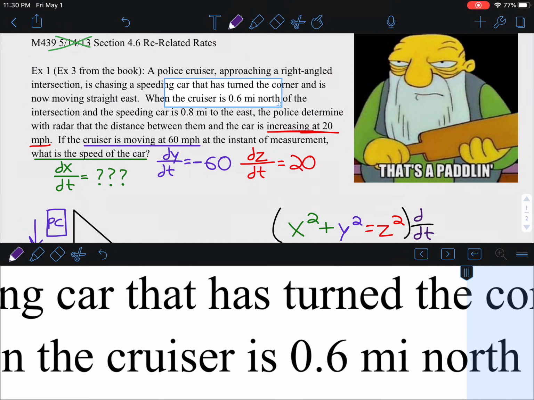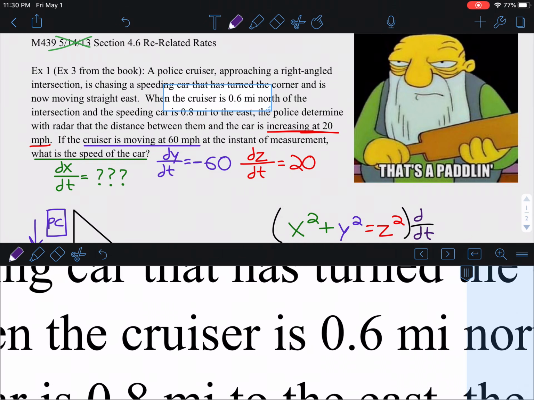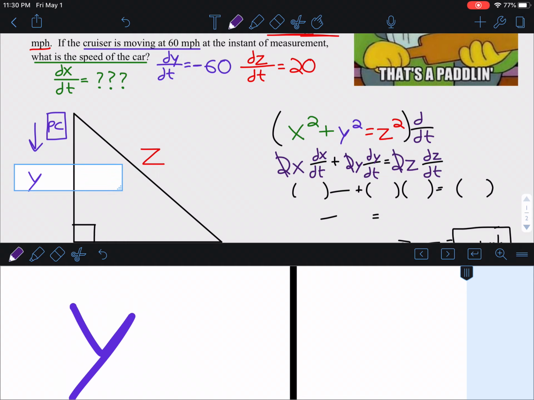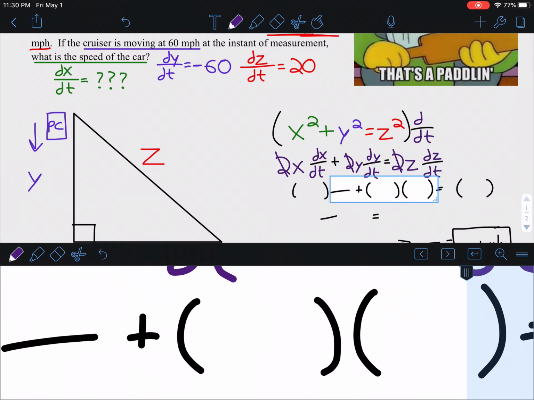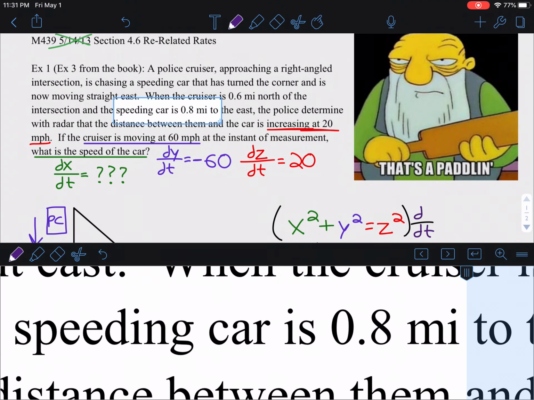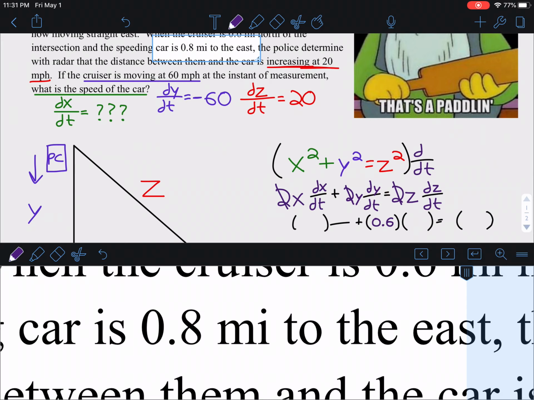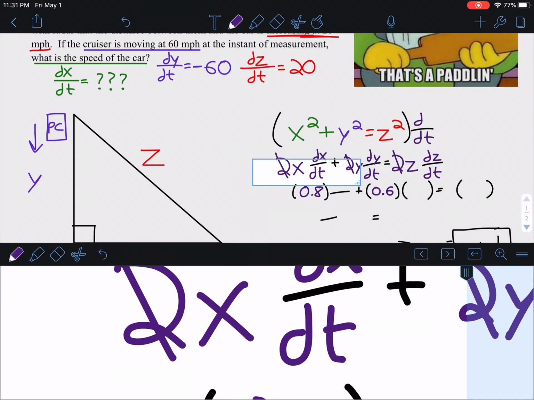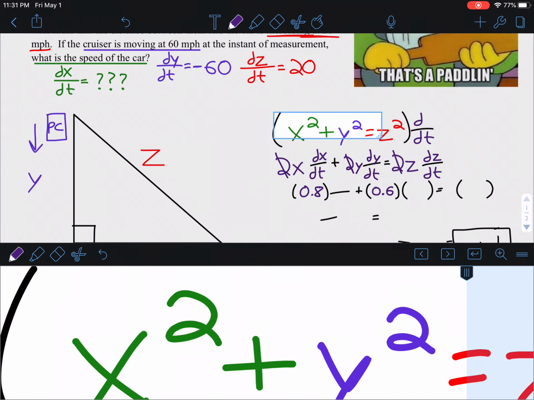Well, let's look back here. When the cruiser is 0.6 miles north, right? Distance between the cruiser and the intersection at this moment is 0.6. So that's my y. The speeding car is 0.8 miles to the east, so that's going to be my x, 0.8. And now we can think back to our Pythagorean theorem here.